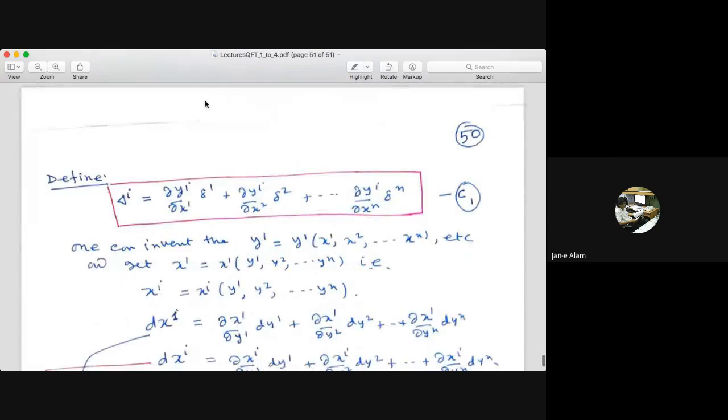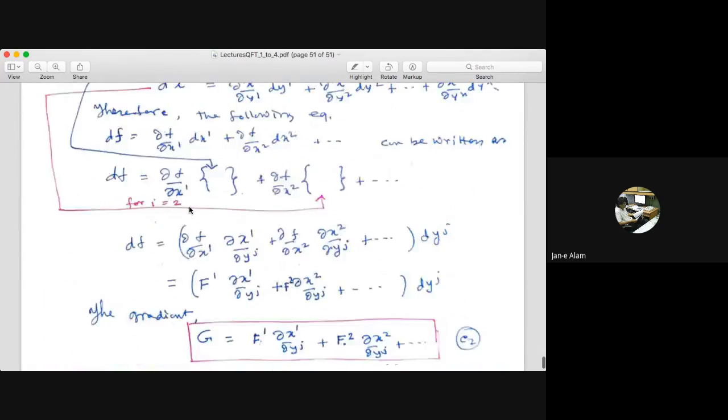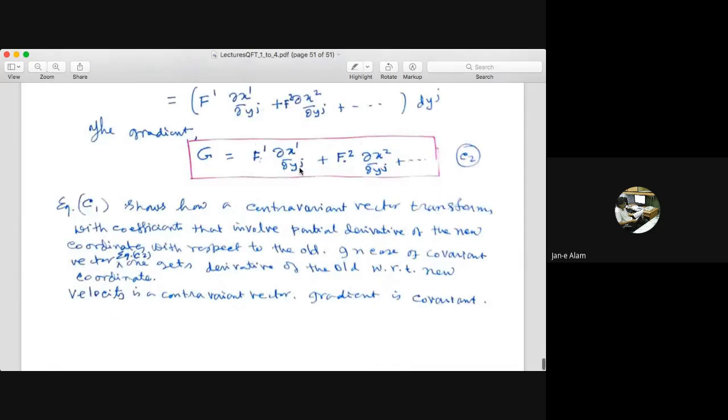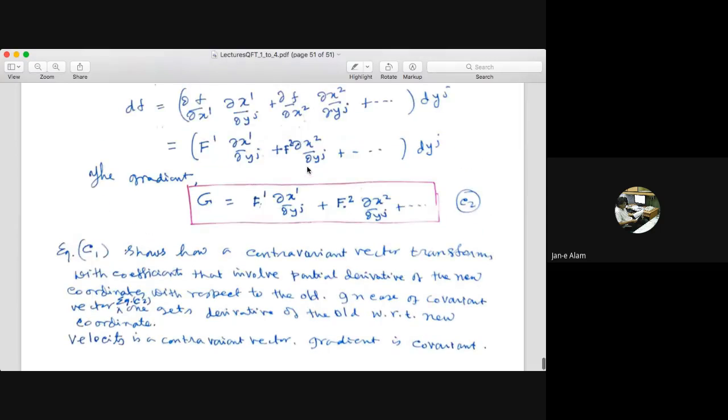And those two quantities I have now calculated in terms of the new basis. I see that in the contravariant vector what appears is the derivative of the new with respect to the old, but for the covariant, it is the derivative of the old with respect to the new. This is the characteristic prototype of covariant and contravariant vectors.